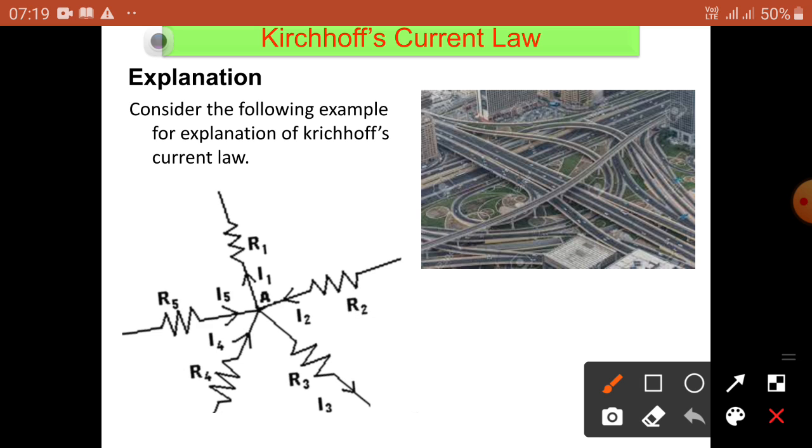Now, what is this? Here the current is going in this direction. Here the current is coming toward the junction. It is coming inside, and you can see the arrow marks. So, the algebraic sum of the currents at a node at any instant is always 0.